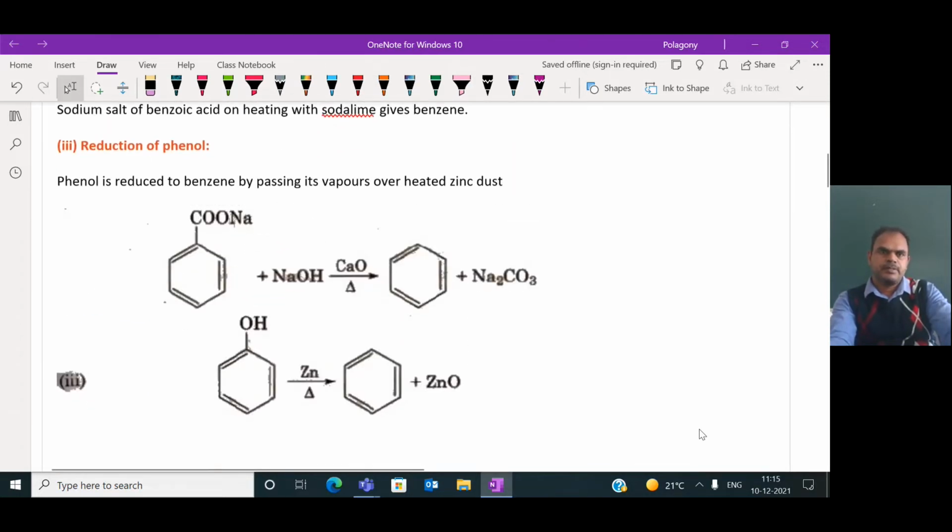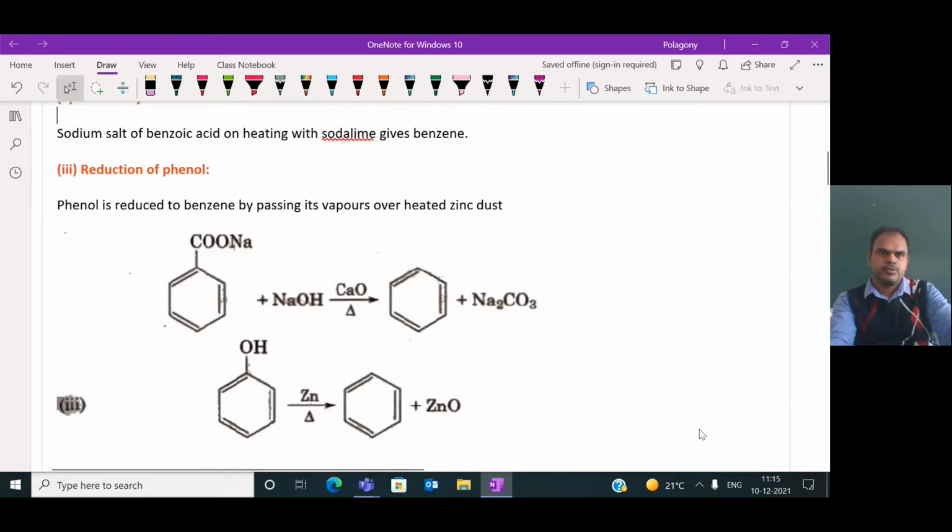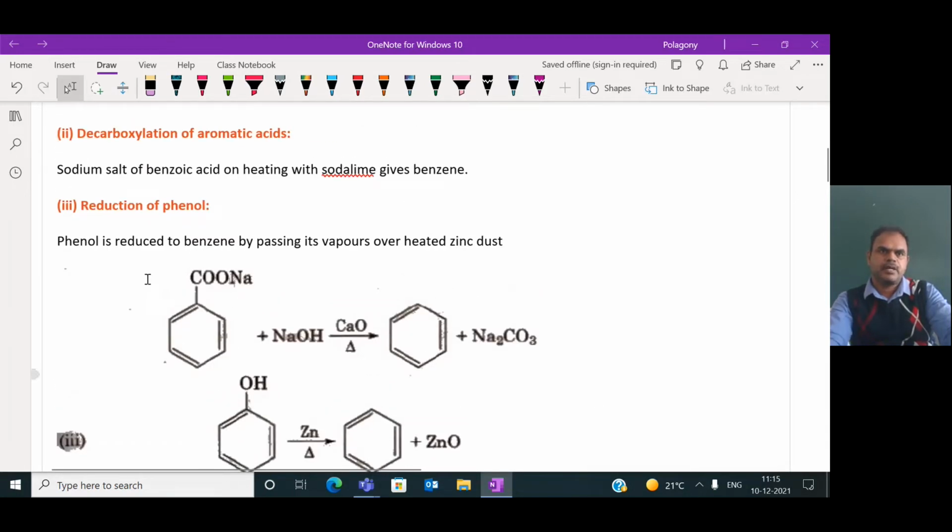Now, the second preparation method is decarboxylation of aromatic acid salts. And the third method is reduction of phenol by zinc dust. So how this process is done, let us discuss.